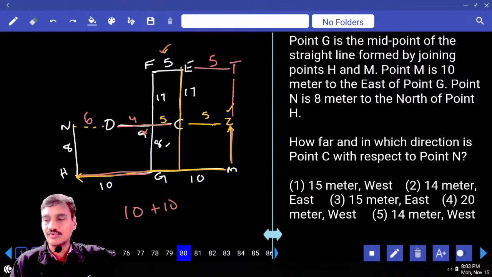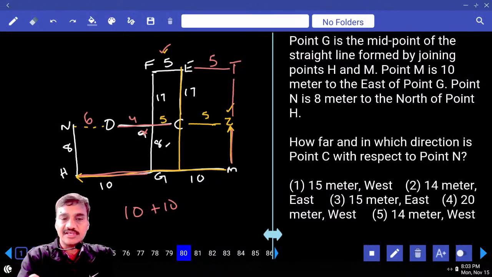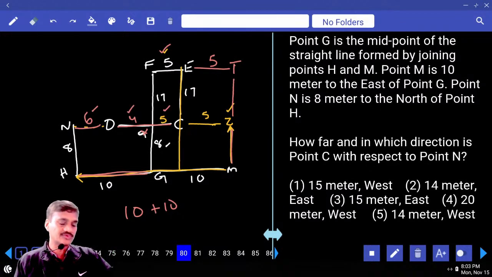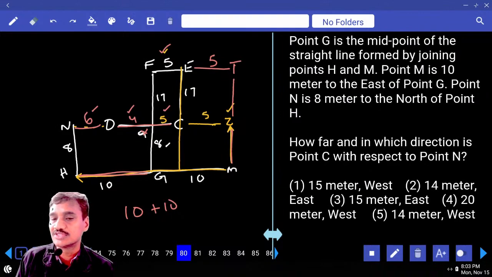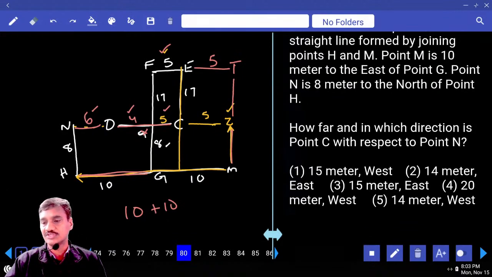Then 80. How far and in which direction is C with respect to N? C with respect to N, between C and N, this is 6 and this is how much? 4 and 5. Now 6 plus 4 plus 5. What is the total distance here? 15. Now 15 towards which direction? 15 towards east. 15 meters towards east, choice 3. Question number 80. Done?